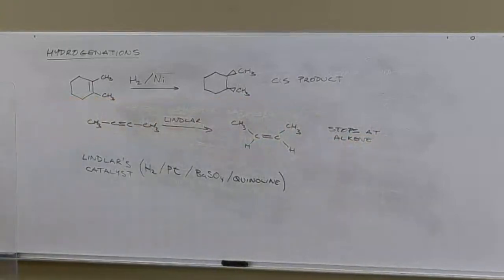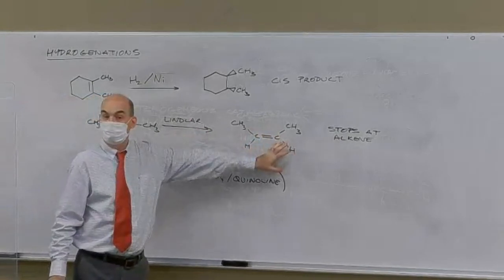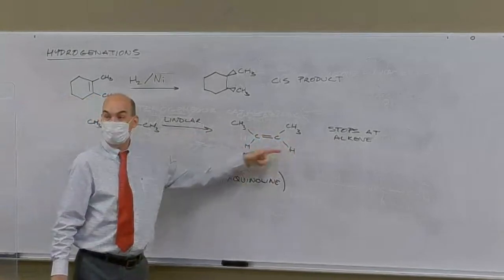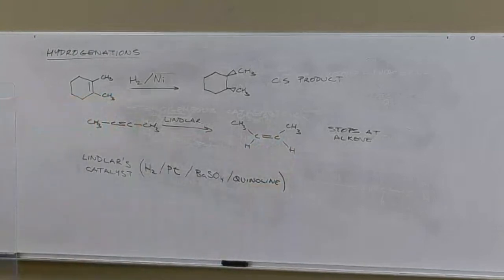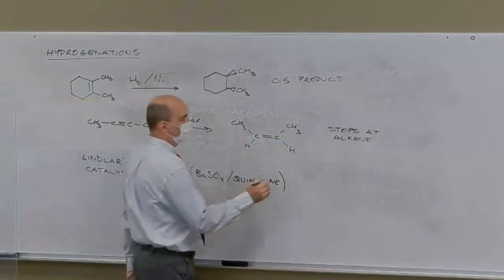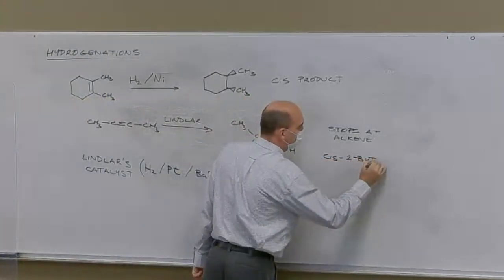This makes this catalyst quite useful. Okay, so now you can take alkynes and convert them into the geometrically pure addition product, which will be the cis isomer. This is the cis 2-butene.